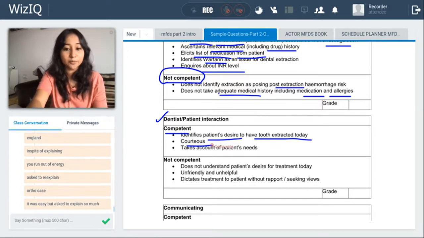You have to be calm and composed, and you have to have empathy. Even if the patient is angry, there has to be a reason for that anger. You have to try to understand why the patient is angry. Try to pacify the patient in that case, because you'll be having those kind of cases as well, where the patient is really angry. Try to understand patient's needs.